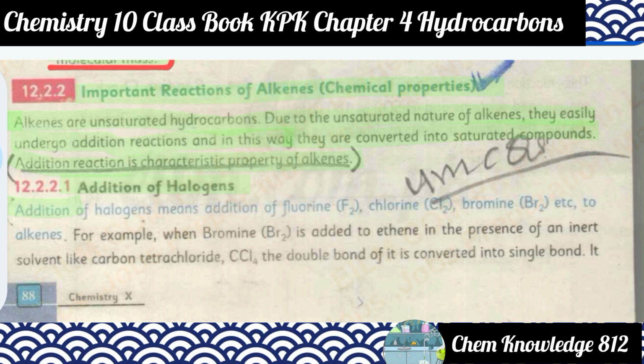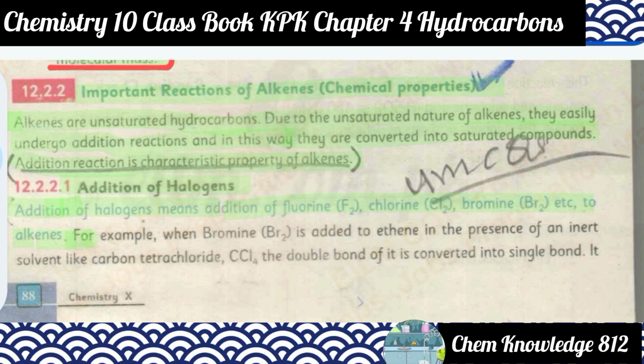This is the addition of halogens, meaning addition of fluorine, chlorine, bromine, etc. to alkenes. यानी अगर हम जो हेलोजेंस फैमिली है जिसमें फ्लोरीन शामिल है, क्लोरीन है, ब्रोमीन है, अगर हम अल्कीन्स में उसको ऐड करेंगे तो उसको हम कहेंगे एडिशन ऑफ हेलोजेंस. I can say addition of alkenes.